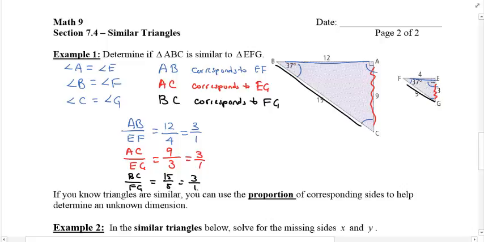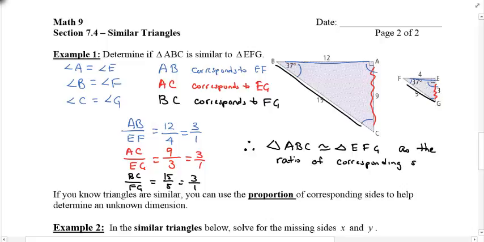They're 3/1. So therefore, and I'll use these 3 dots to represent therefore, triangle ABC is similar to triangle EFG as the ratio of corresponding sides are all 3/1. Or you can write down 3/1 like that.